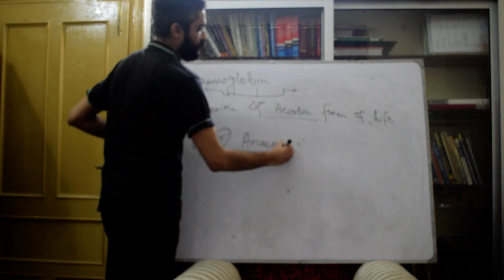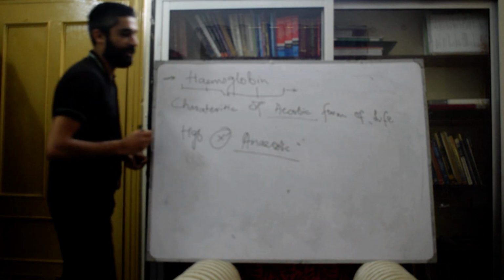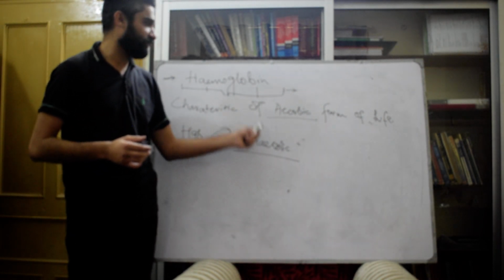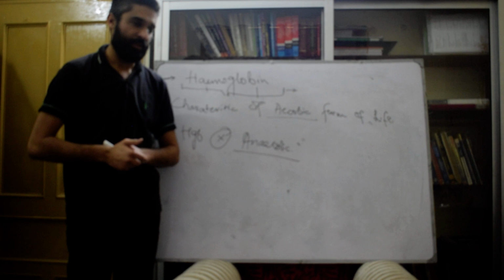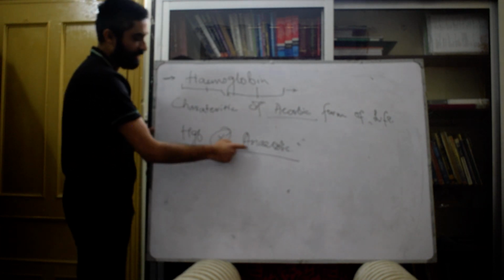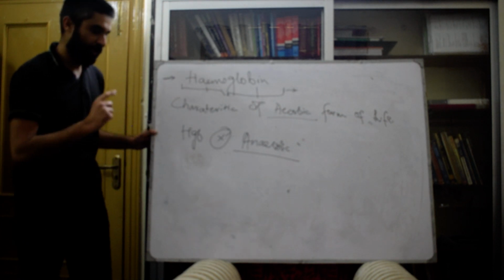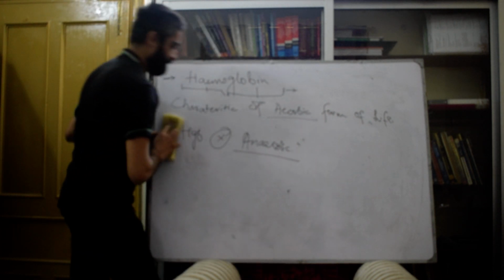Anaerobic organisms are those which do not need oxygen. If they do not need oxygen, there is no need of hemoglobin. So anaerobic organisms do not need hemoglobin. Aerobic organisms need hemoglobin. So make sure you memorize this thing.